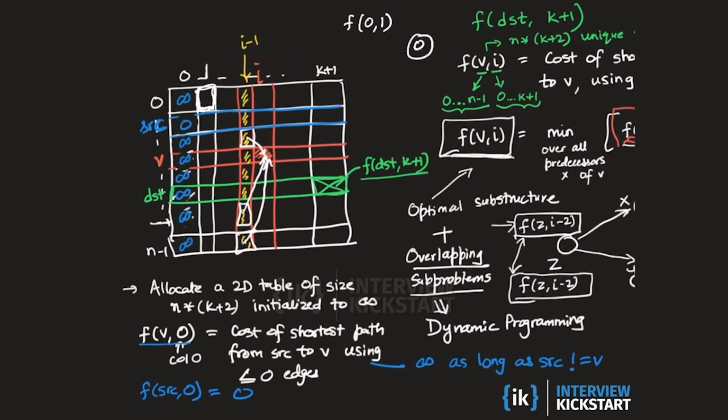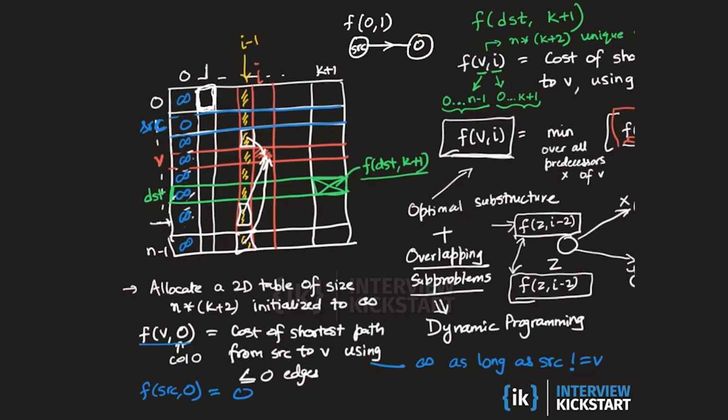So we have a vertex 0, we have a vertex called source. We are asking what is the cost of the shortest path from the source to vertex 0 that uses less than or equal to 1 edge. So if there is a direct edge from the source to vertex 0, f of 0 comma 1 will be the cost of that edge. Otherwise there is no way to get from the source to 0 using less than or equal to 1 edge.